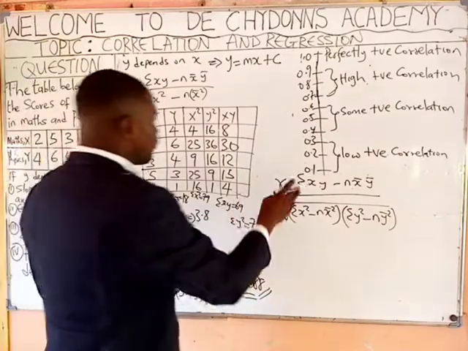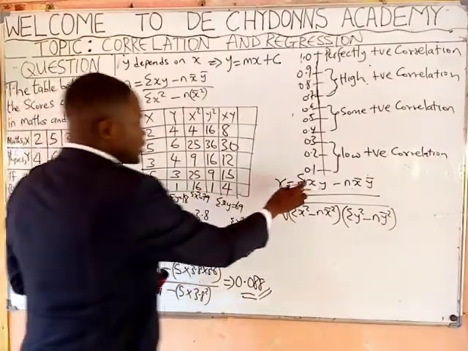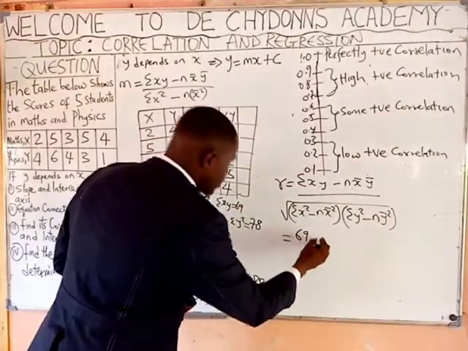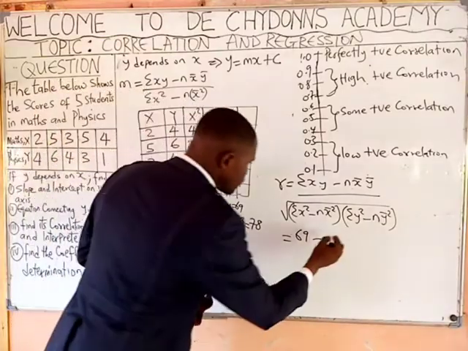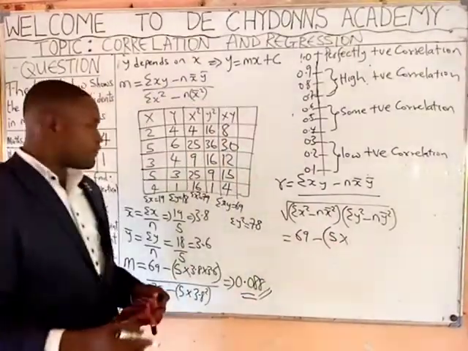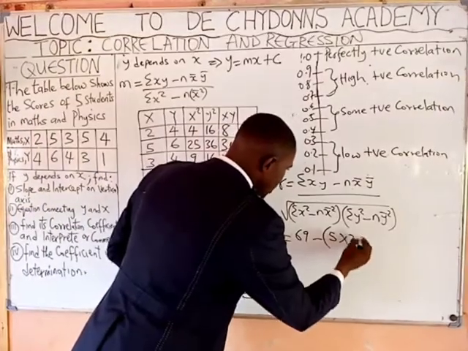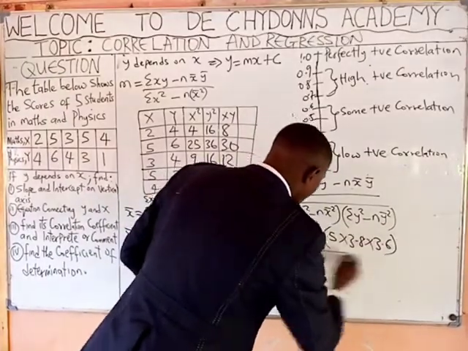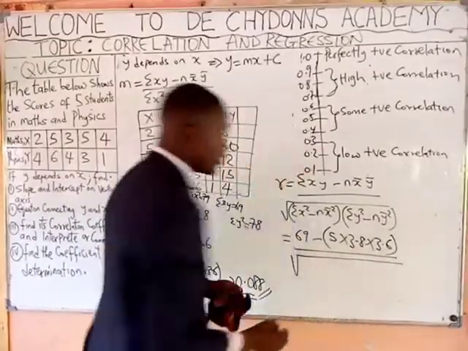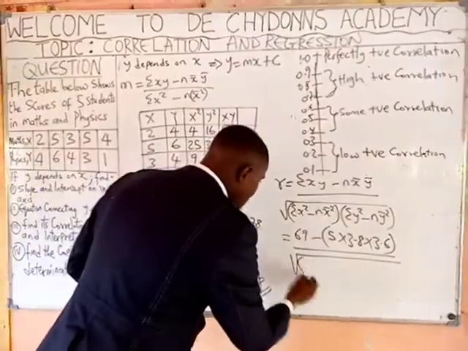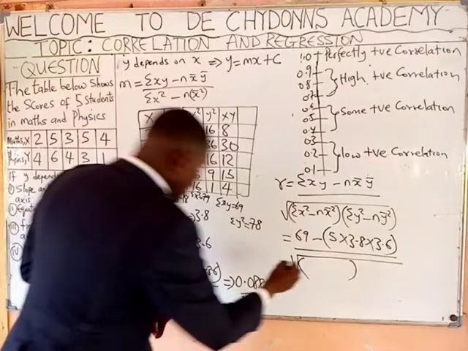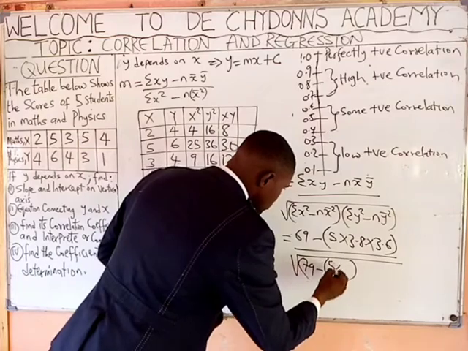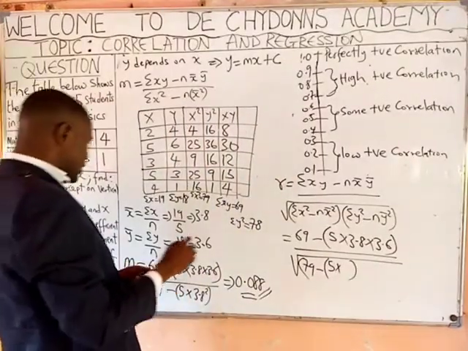Now, we want to compute the parameters we have. Summation of xy gave us 69. We say 69 minus n, which is 5, times mean of x, which is 3.8, times mean of y, which is 3.6, okay? All over. Now, summation of x squared is 79 minus n, which is 5, times mean of x, 3.8, squared.